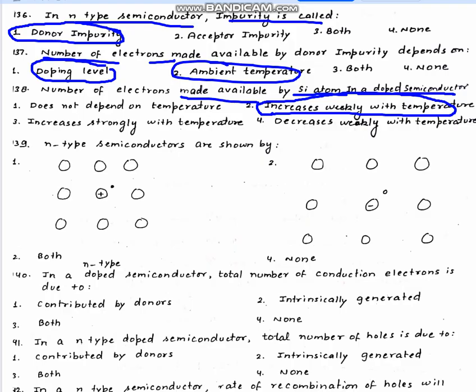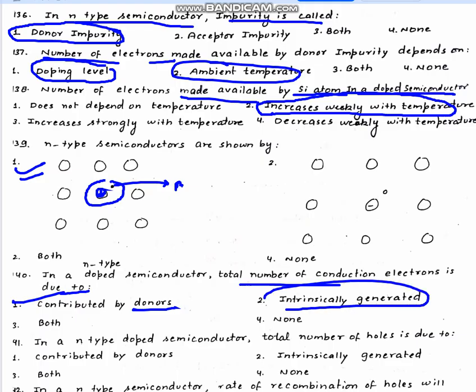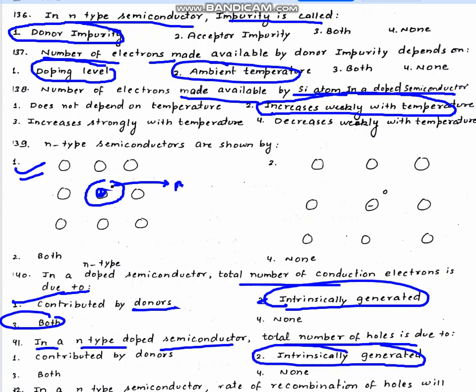Next is N-type semiconductors are shown by, obviously this is the electron contributed by the fifth group elements, and as a result of this they get a positive charge. So first is correct over here. Next is in a doped semiconductor, total number of conduction electrons is due to, obviously some are generated by contributed by donors, whereas some are intrinsically generated. So both are correct. Third is correct over here. Next is in a N-type doped semiconductor, total number of holes is due to, obviously holes are intrinsically generated as the dopant or the impurity just gives electrons. So second is correct over here.